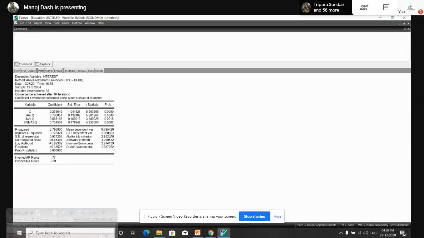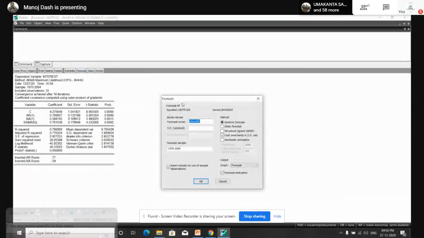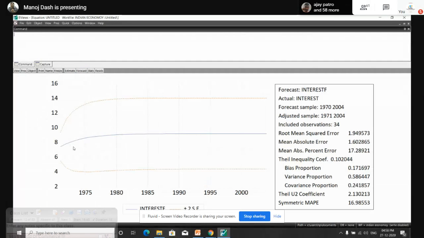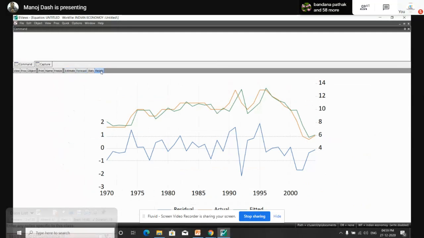Clear now? There is a Forecast button. Forecast is written, isn't it? Okay, we will forecast interest. Okay. Now see the forecast. Is the forecast clear? Yes, sir. You see the residuals also. Now see, the model is a better fit because all residuals are within the bounds. Do it again. Tell me ARIMA again.